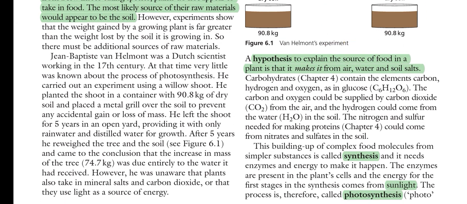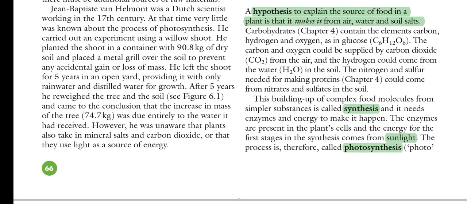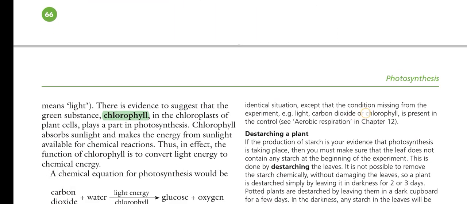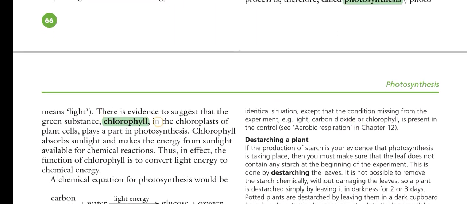So these are the essential conditions for photosynthesis: water and carbon dioxide are necessary, and chlorophyll, that is the green pigment that is present in the leaves of the plant. We can say that it is present in the chloroplast. So it absorbs light, and the whole reaction takes place.